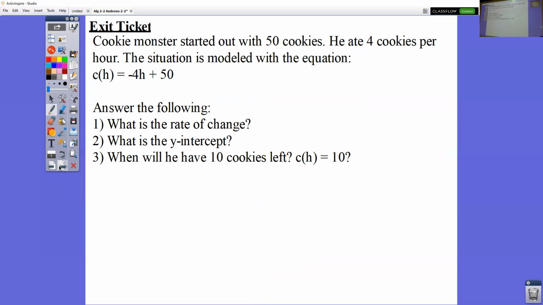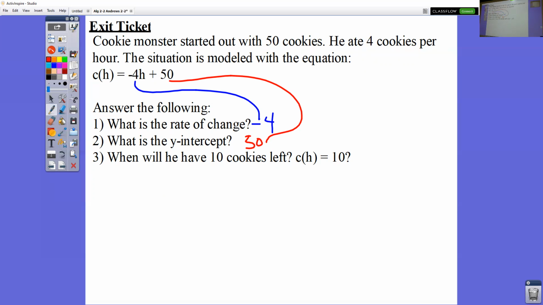Cookie Monster started off with 50 cookies. He ate 4 cookies per hour. The situation is modeled with the equation cookies in terms of hours equals negative 4h plus 50, because you're subtracting 4 cookies every hour, and you're starting off with your 50. So what is the rate of change? The rate of change is that negative 4, because you're eating 4 cookies per hour. The y-intercept is your 50, because that's what he's starting off at.